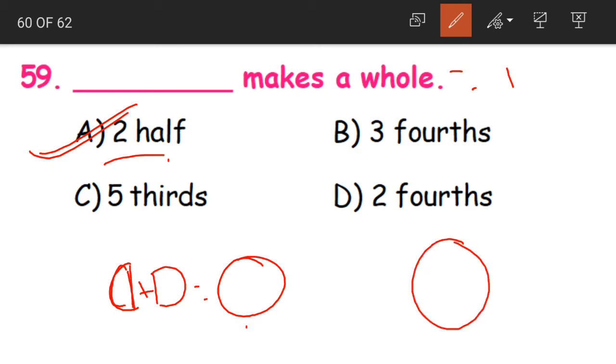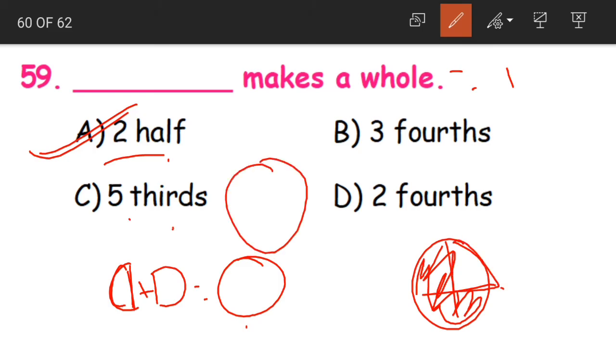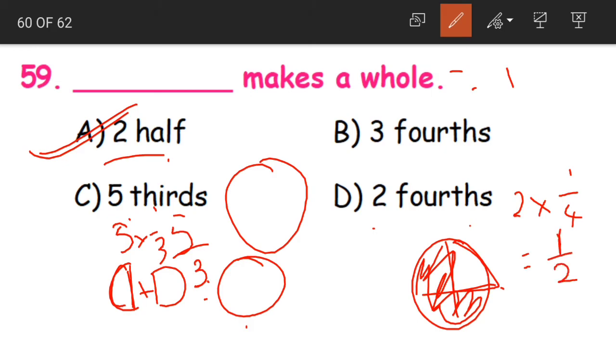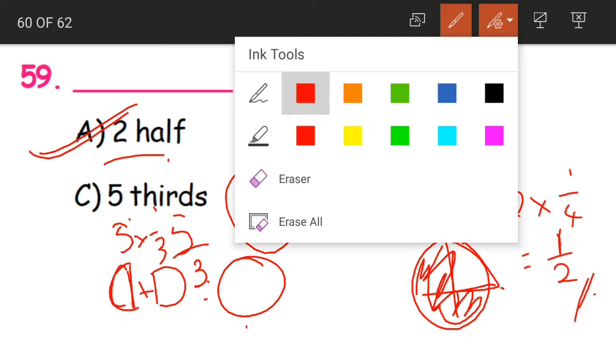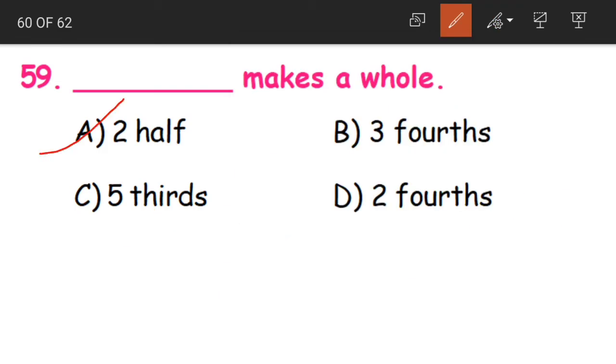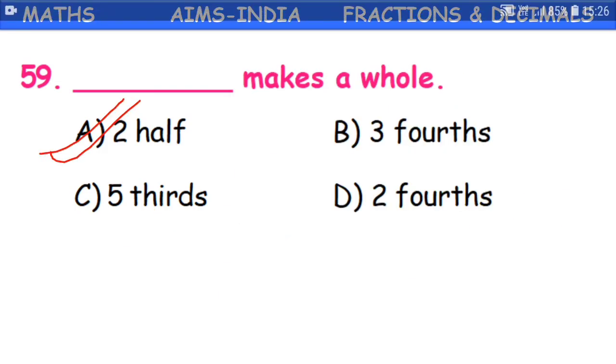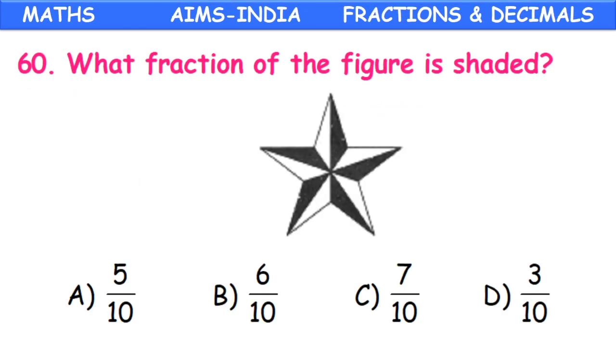Yes, again if I take 3/4, 3/4 means only this much. The 1 by 4th will be remaining. 5/3, 5/3 means 5 by 3 or 5 into 1 by 3. Again it will not be equal to 1. 2/4 means 2 into 1 by 4, that is nothing but when simplified to the lowest form it would be half only. So what makes a whole, children? Option A, 2 halves make a whole.